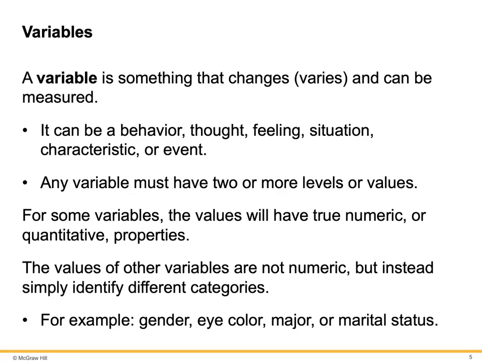So when we look at variables, really a variable is something that changes. A variable can be a behavior, a thought, a feeling, a situation, a characteristic, or even an event. So anything that varies and can be measured is considered a variable. And any variable must have two or more levels or values. So consider the following examples of variables that you might encounter in research or really in your own life.